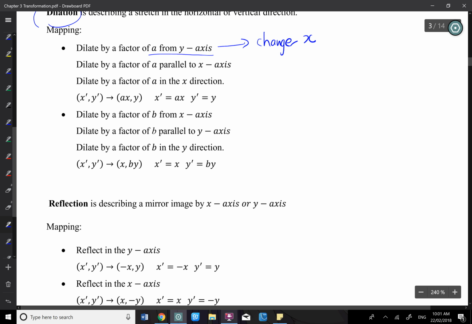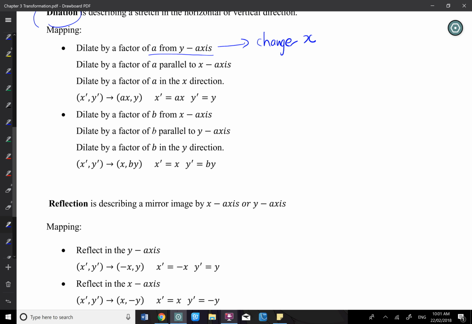From the y-axis, let's have a think. That's the x-axis, that's the y-axis. I'll stretch it this way. Stretch it this way. Have a think. The height is not changing. Only the x value is changing. So it's changing the x. So from the y-axis is changing the x.